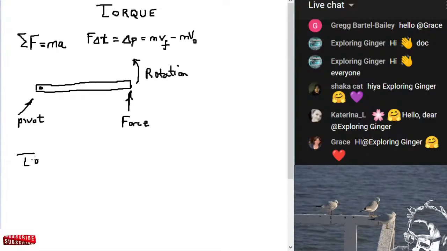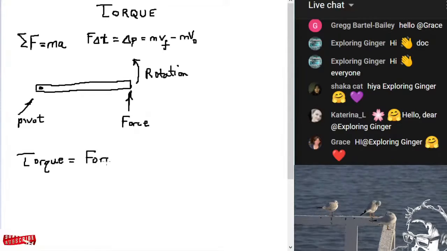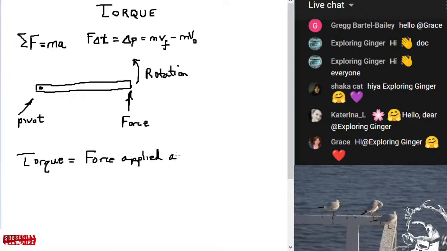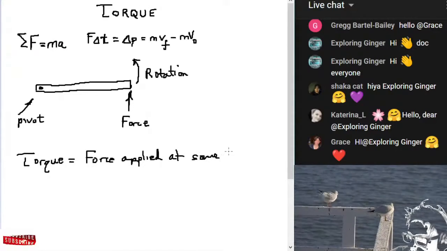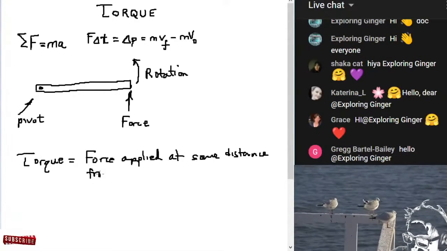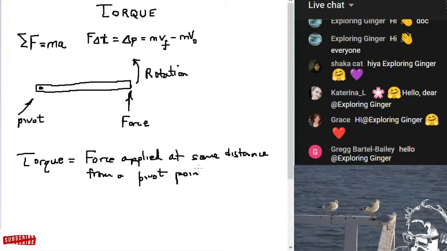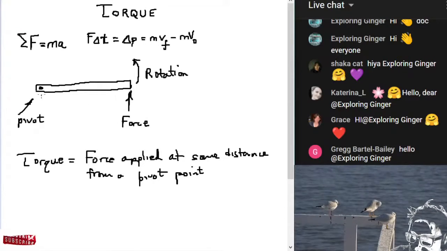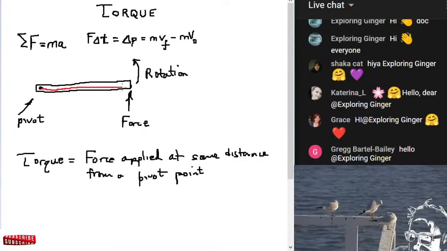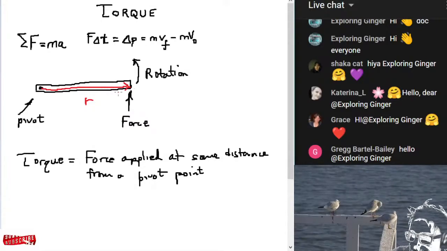So a torque is a force applied at some distance from a pivot point. We call this distance from the pivot point R. So from the pivot point to the force is R.